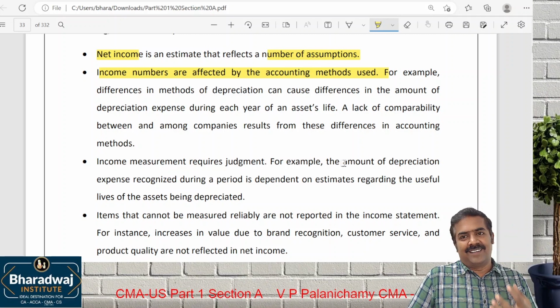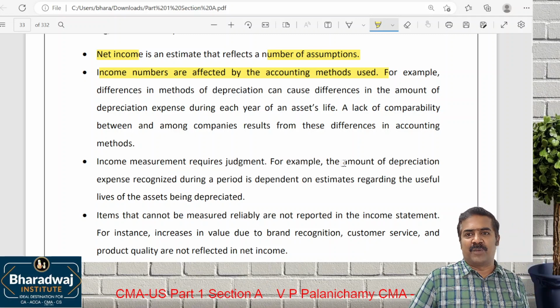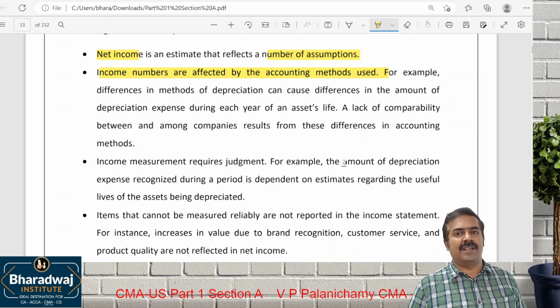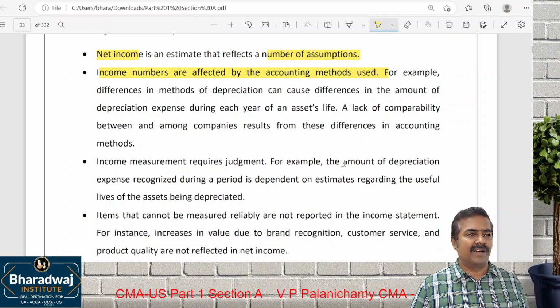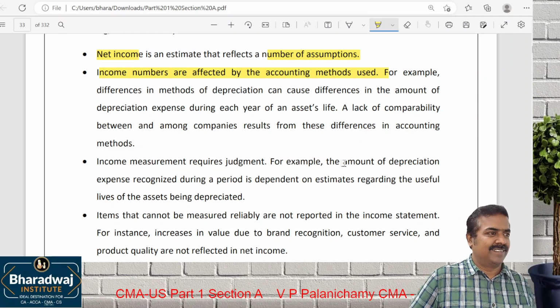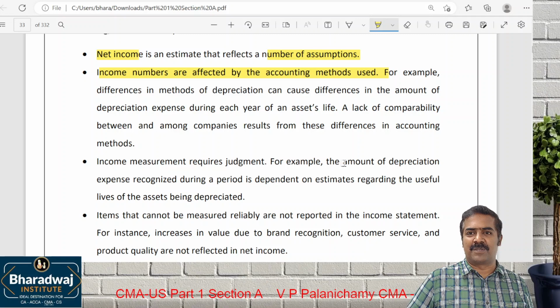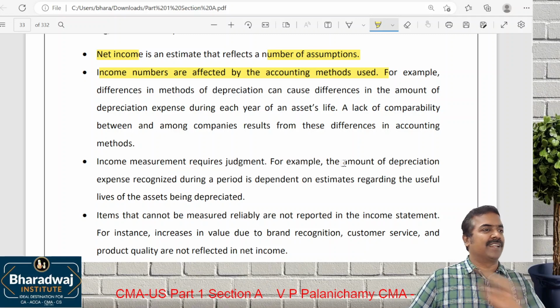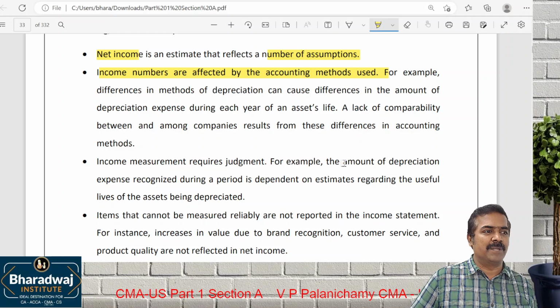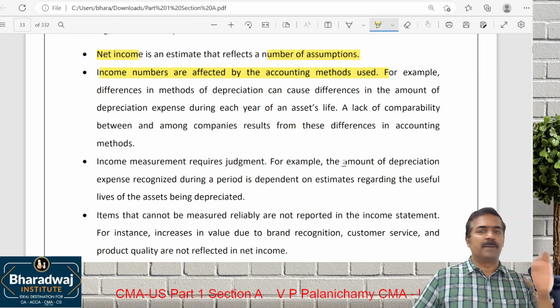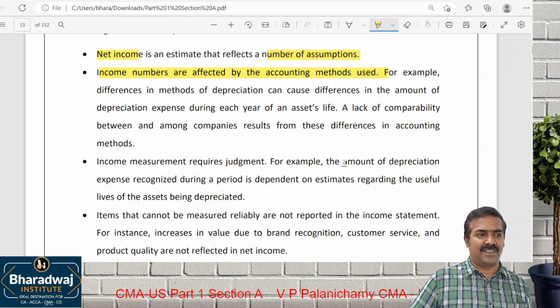Now, if I want to overstate my income, on receipt it will be treated as income. I will include it immediately as income, and then I will inflate my profit. If I want to reduce my profit, I will say the fees were received in advance from the student and I am yet to complete the syllabus. On completion of the syllabus only, I will take it as income. Like that, I will write the accounting policy. If I change the accounting policy, I can change the income. So the income reported in the P&L account can be modified.